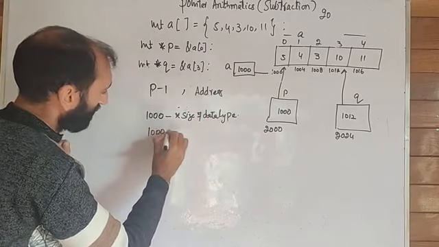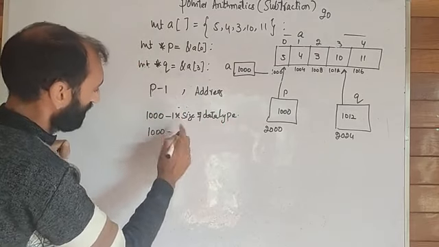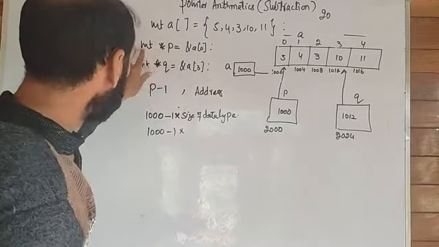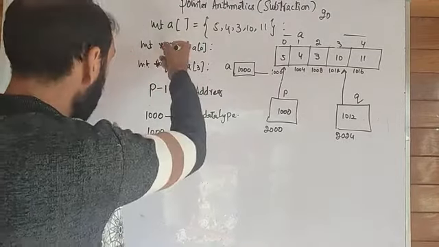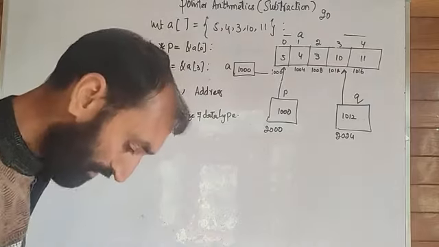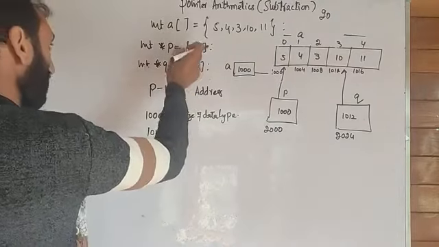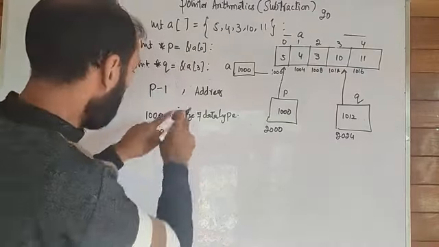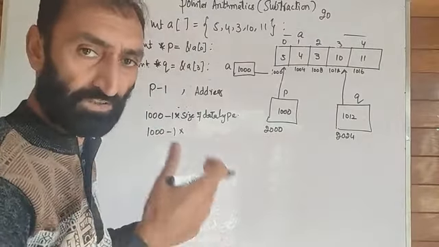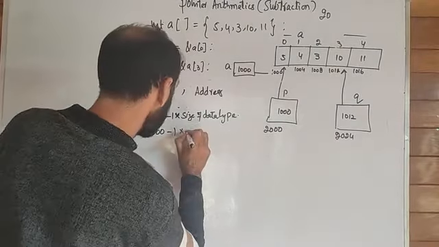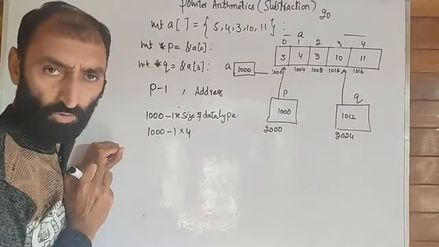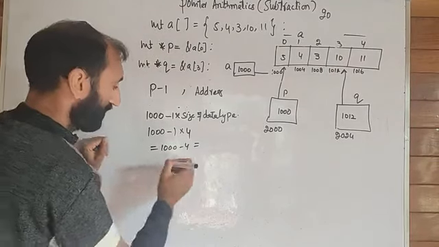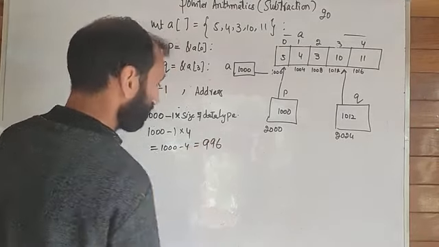1000 minus 1 into size of data type. What is the size of the data type? Here it is not the data type of the pointer, but the data type of the variable whose address the pointer is going to store. That is integer. Size of integer is 4, so calculate: 1000 minus 4 is 996.